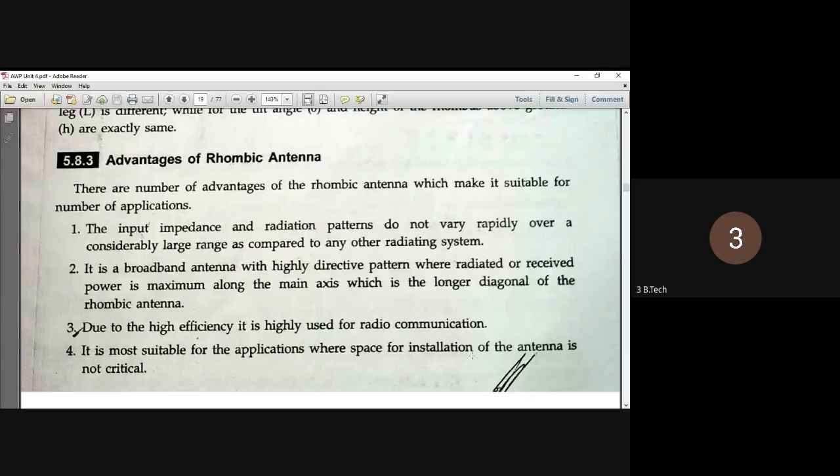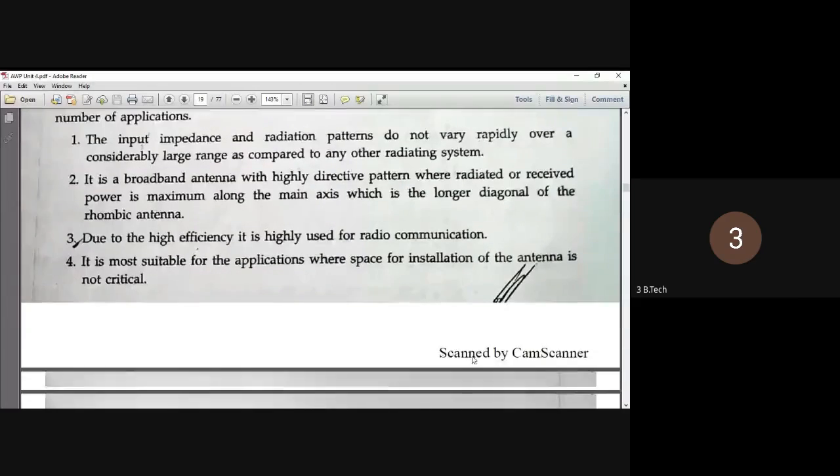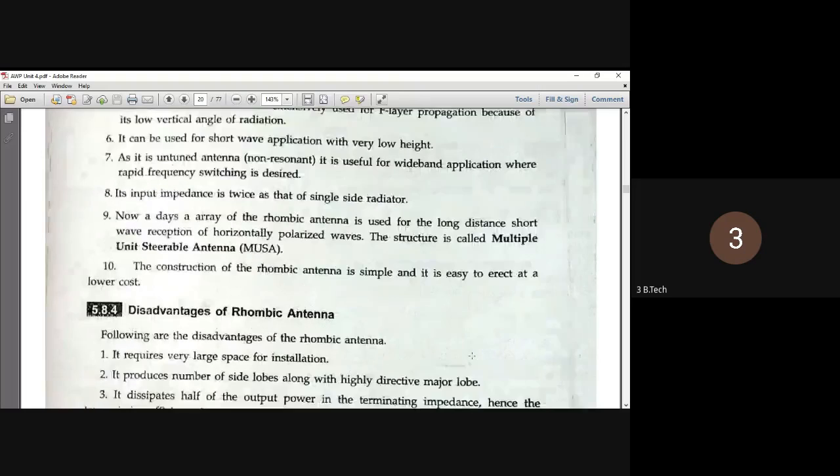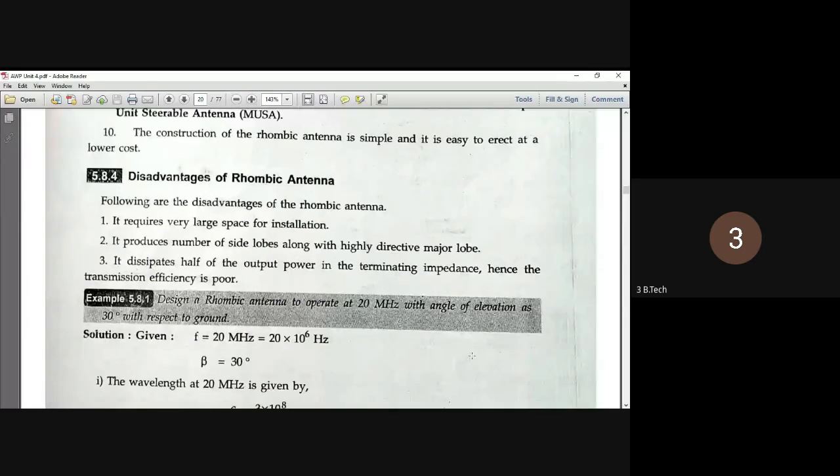Due to its high efficiency, it is highly used for radio communication. The rhombic antenna's input impedance is twice that of a single radiator. Disadvantage of the rhombic antenna: it requires a very large space for installation. It produces a number of side lobes along with a high-directivity main lobe.